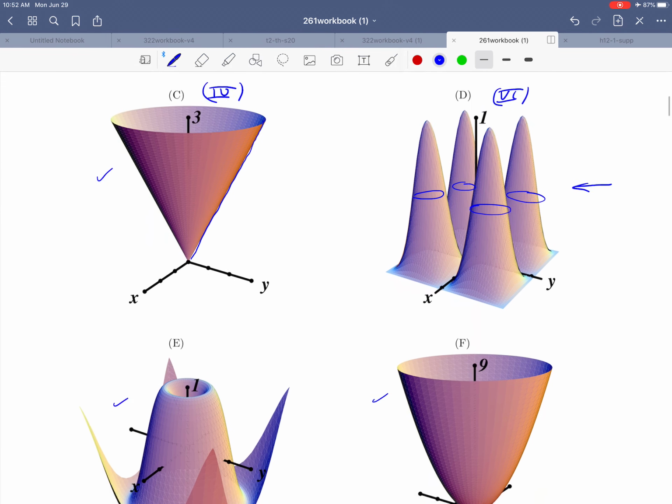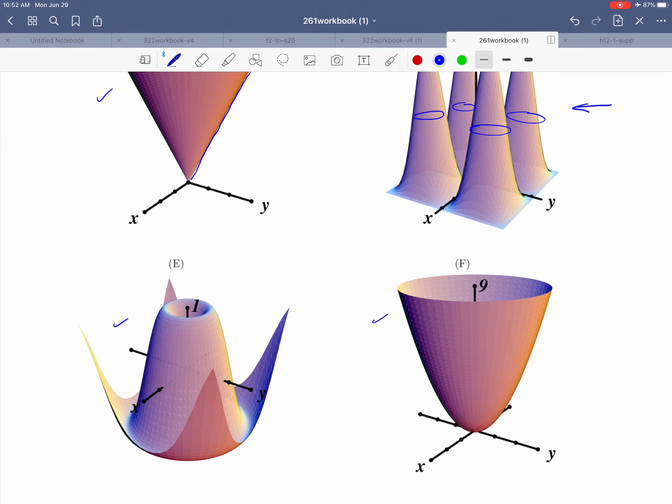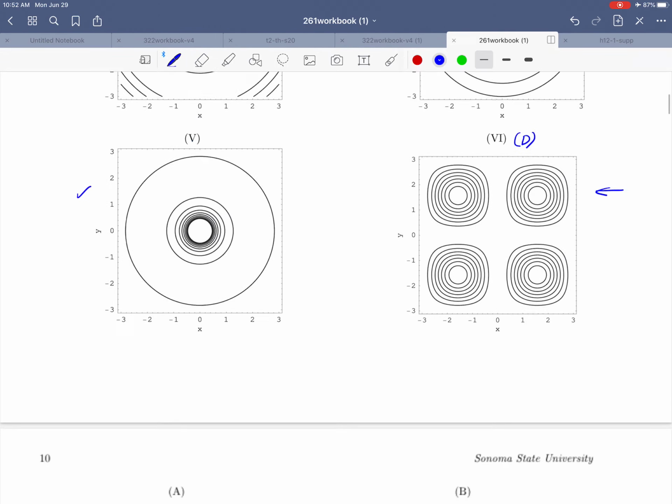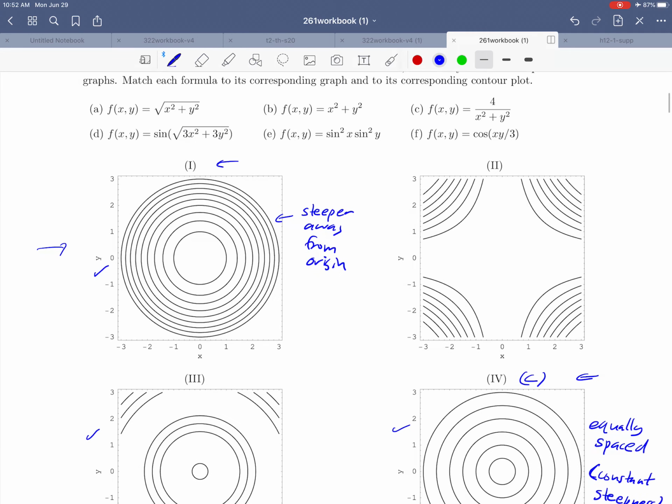Okay, well, steeper away from the origin, that seems to match F here. If you were an ant walking on the surface, notice as you get away from the origin, you're getting steeper. So F appears to match contour plot number 1, because of that steepness behavior. Okay, we could go up here and match that with capital F.